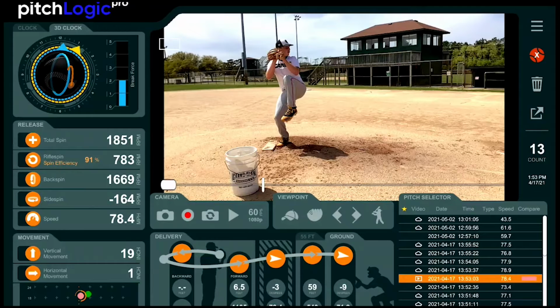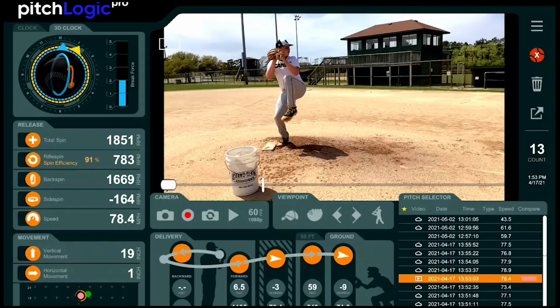Spin direction on this fastball is almost right at 12 o'clock. That's why if you look at the backspin metrics on the pitchLogic, 1,669 RPMs of that 1,851 total are accounted for backspin, compared to only 164 for side spin. And backspin on a fastball is most likely going to read as a positive number, meaning if the spin is pushing the ball upwards, then the backspin readings are going to read as a positive number, compared to on a curveball, when it's topspin, you're going to see a negative reading on the backspin RPMs.